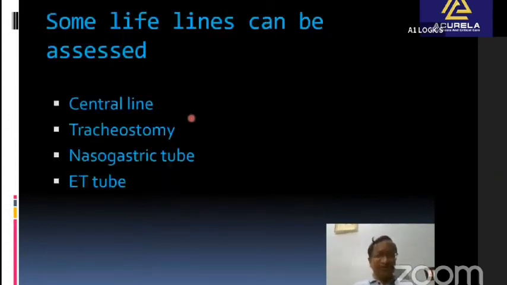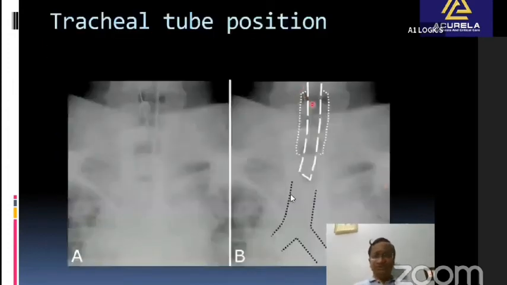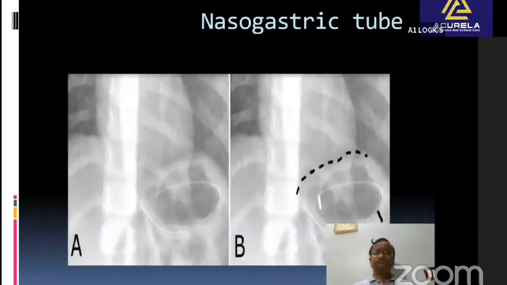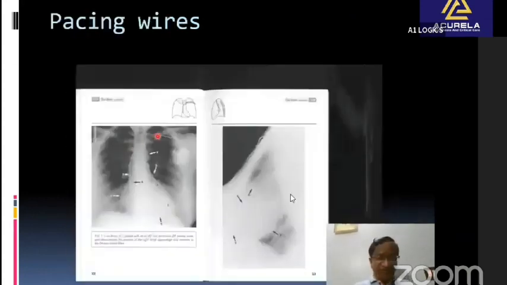Some lifelines can also be assessed: central line, tracheostomy, nasogastric tubes, endotracheal tubes. This is a tracheal tube. Here you can see lifelines coming like this. Again, you can see here, central lines here. Nasogastric tube is here. Pacing wires, all these things can also be seen in an X-ray test.